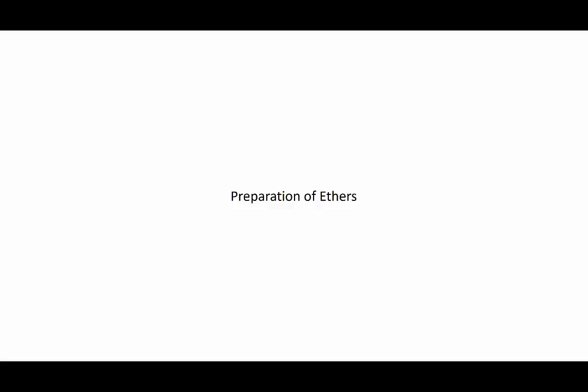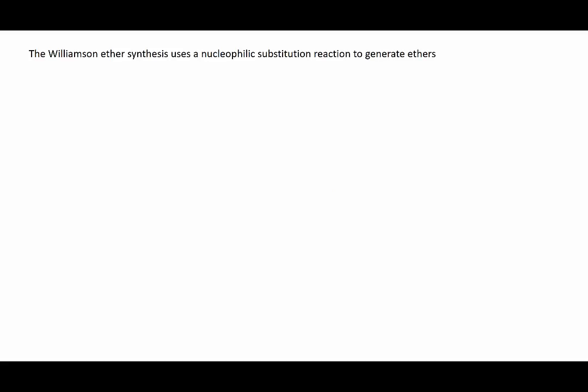Now we will discuss the preparation of ethers. One way to generate ethers is using something called the Williamson ether synthesis. It's basically a nucleophilic substitution reaction. So as an example, if we take an alcohol, we can deprotonate it with a strong base like sodium hydride. So this will get rid of the alcohol functionality and give us the alkoxide.